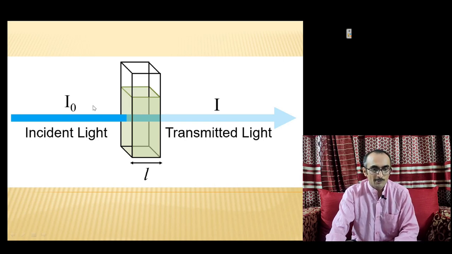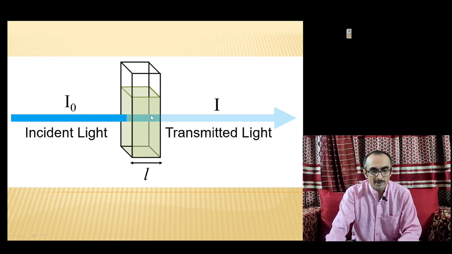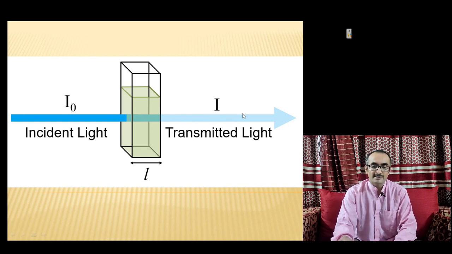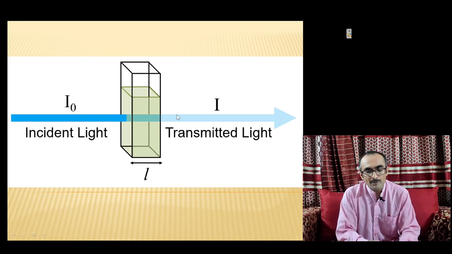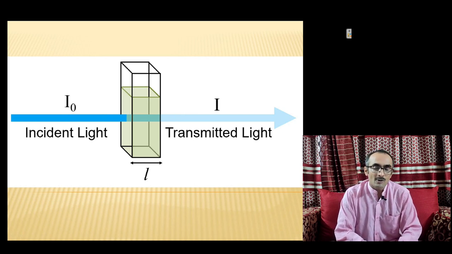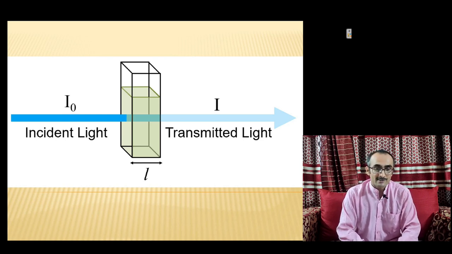Take a solution of a compound and pass some light, some electromagnetic radiation, with the intensity of I naught. If you calculate the transmitted light going across this solution, and the intensity of transmitted light is I, I naught is always more than I, and the path length the light has to travel is L centimeter, for example. So it means that any compound is capable of absorbing light of a specific wavelength. And what wavelength a compound absorbs depends on the chemical nature of that compound.